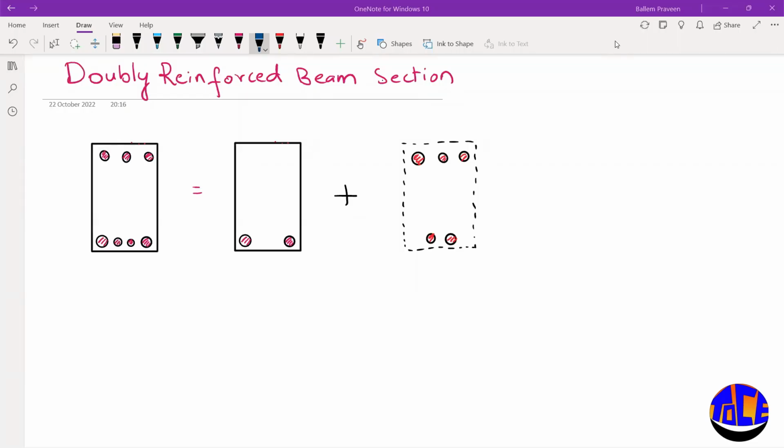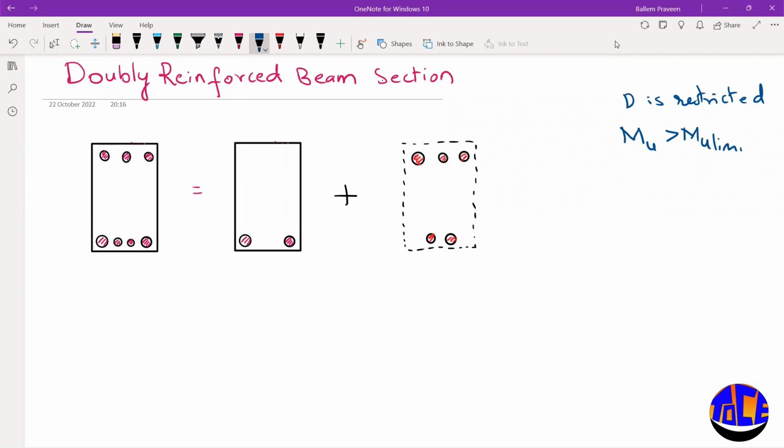Let us discuss how we can design a doubly reinforced beam section. Usually we'll go for a doubly reinforced section whenever the depth D, the overall depth of the beam, is restricted, as well as when you are getting large moments, then we'll go for the doubly reinforced section. That means Mu is greater than Mu limit.